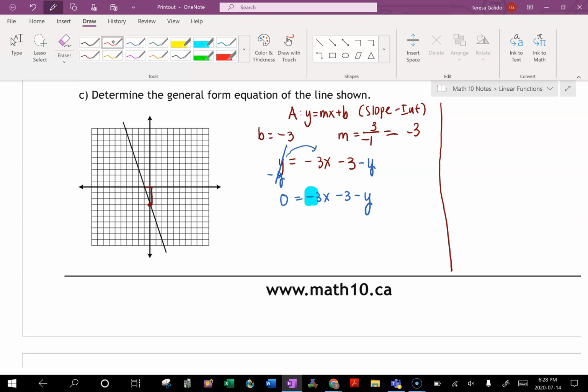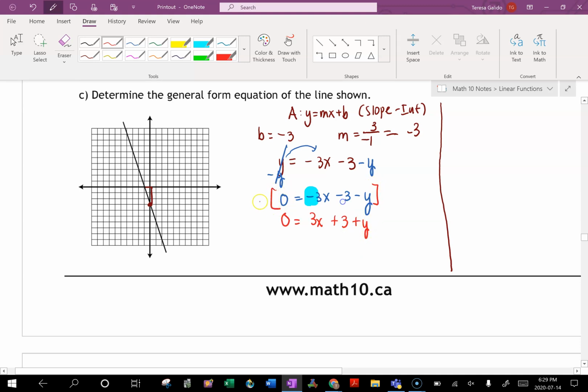We can multiply the entire equation by -1. So we'll multiply 0 by -1. It's still 0. We need to make this positive, so we multiply it by -1. So this would be positive 3x. This would be positive 3, and that would be positive y.